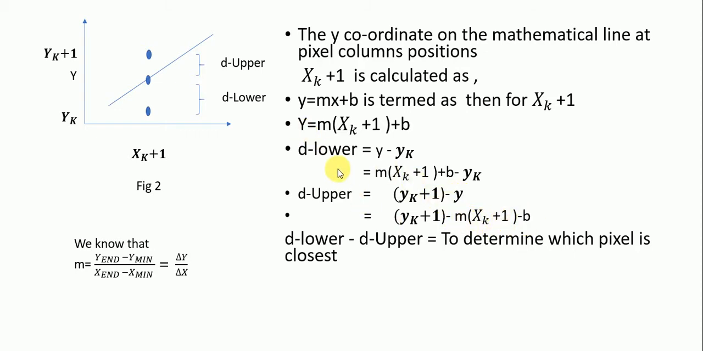So we have got two equations. d lower is equal to m into xk plus 1 plus b minus yk. d upper is yk plus 1 minus m into xk plus 1 minus b. These are the two equations that we have got from the given data. Now, d lower minus d upper will determine the pk. So pk determines which pixel has to be chosen.